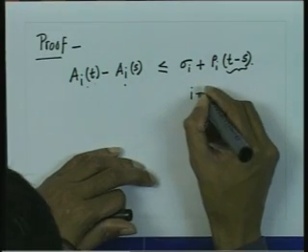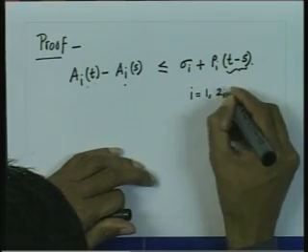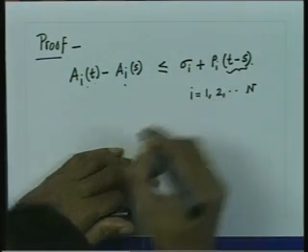Now since this traffic is rho sigma regulated, the number of bits transmitted during the interval t minus s, that is from the time instant s to the time instant t, will be less than or equal to sigma plus rho into t minus s. And this is valid for all i's, from 1 to n.